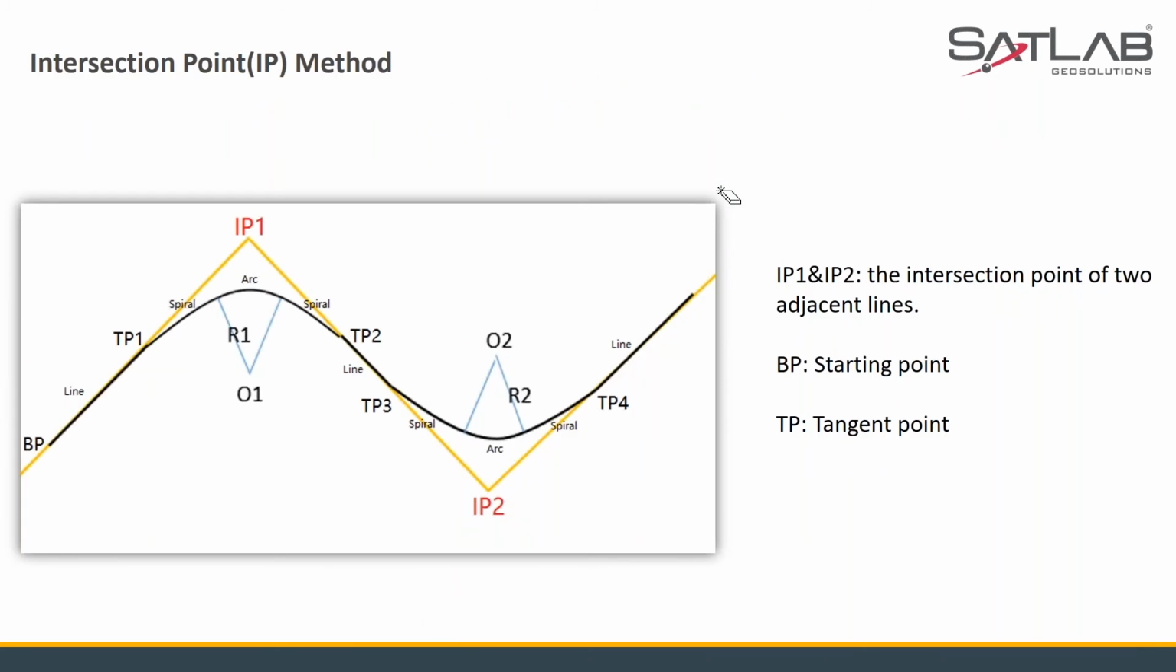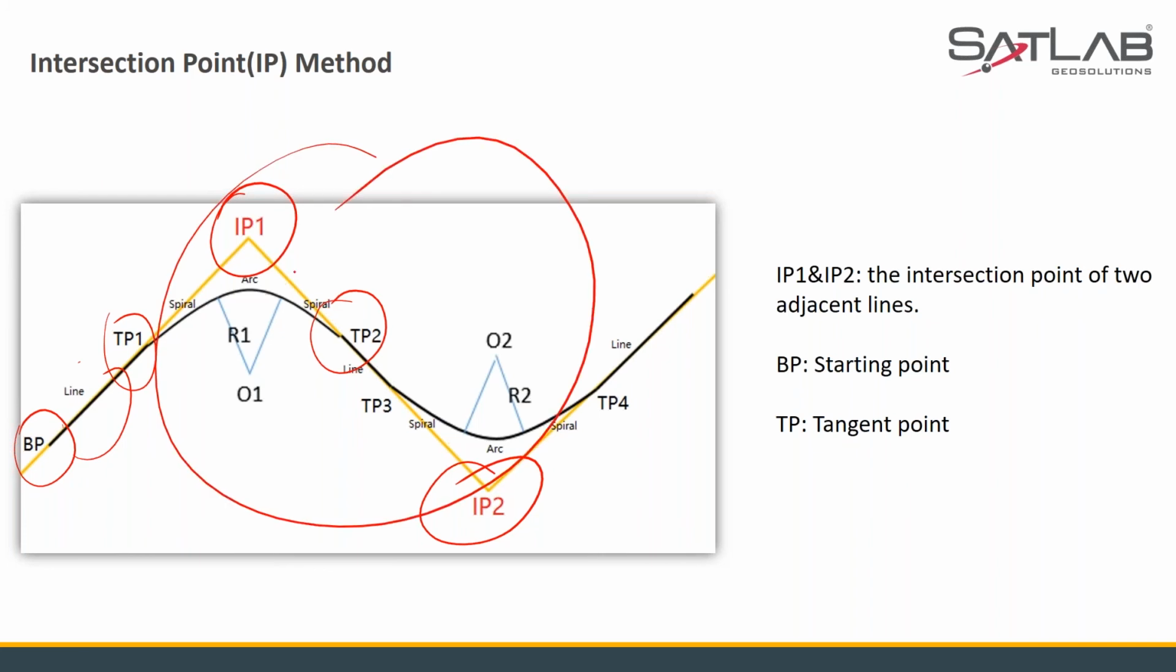Let's go ahead with the first part, which is alignment of roads using Satsurv. We have three methods. You can design your horizontal alignment in the Satsurv with three different methods: the intersection method, the element method, and the coordinate method. You can use all of these three methods to design your horizontal alignment. Let's start one by one. First one is the intersection method.